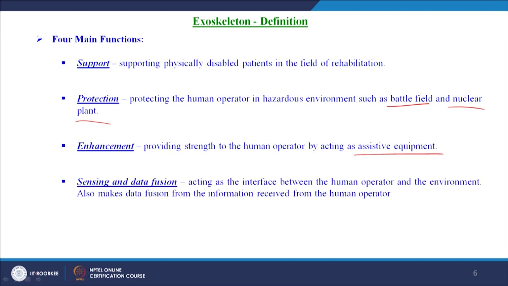And finally, the fourth main function is on sensing and data fusion. It acts as the interface between the human operator and the environment, and also makes data fusion from the information received from the human operator.